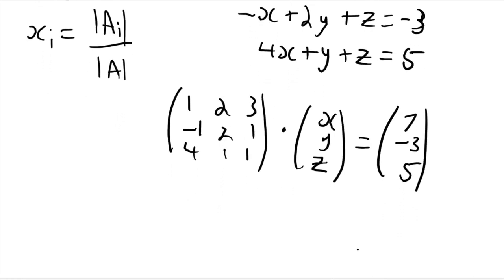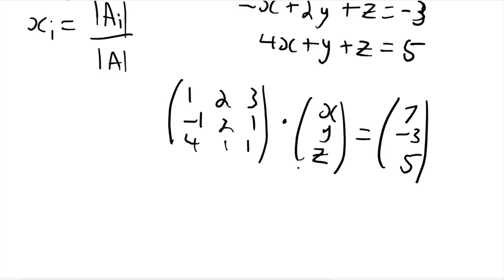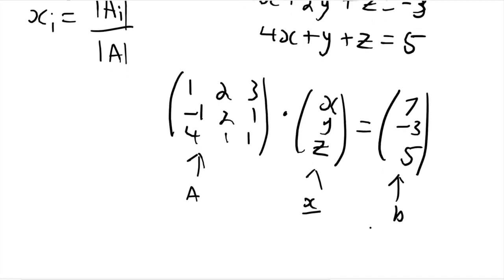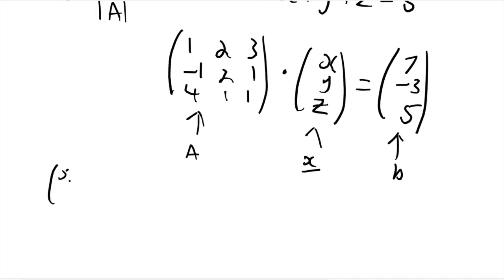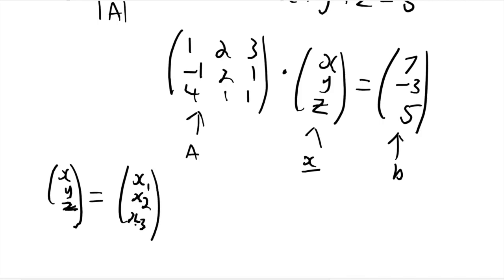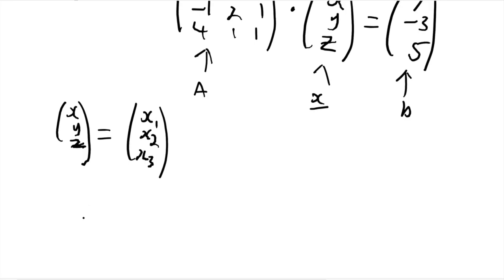So we want to find the values of x, y, and z for this set of simultaneous equations. This is A, this is x, with a line underneath just to denote that it's a vector, and this is our B here. I'm going to write x, y, z as x1, x2, and x3. So y is in essence the second solution, z is the third solution, and x is the first solution. So now let's carry out Cramer's rule.